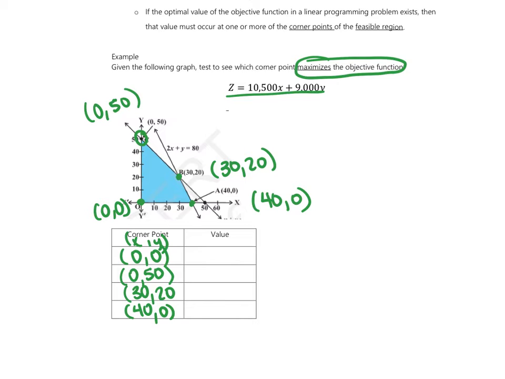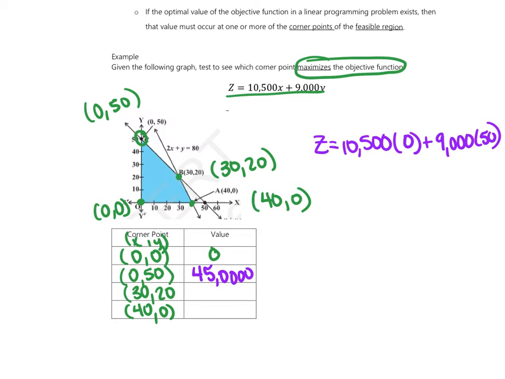So if I plug in 0, 0, notice the value is going to be 0. If I plug in 0, 50, then I get z is equal to this times 0 plus this times 50. And so when I do that math there, I get this value, $450,000.